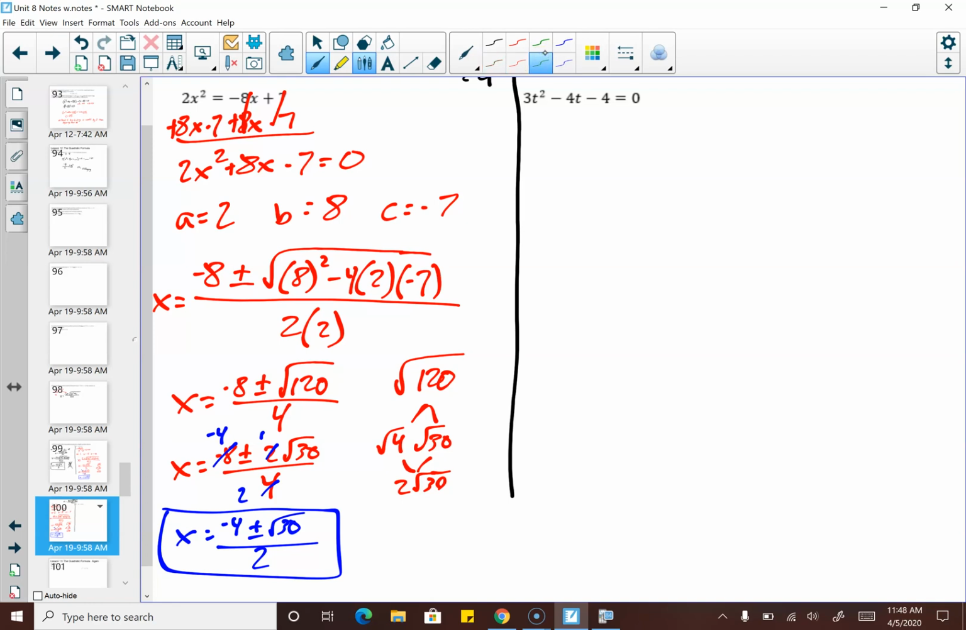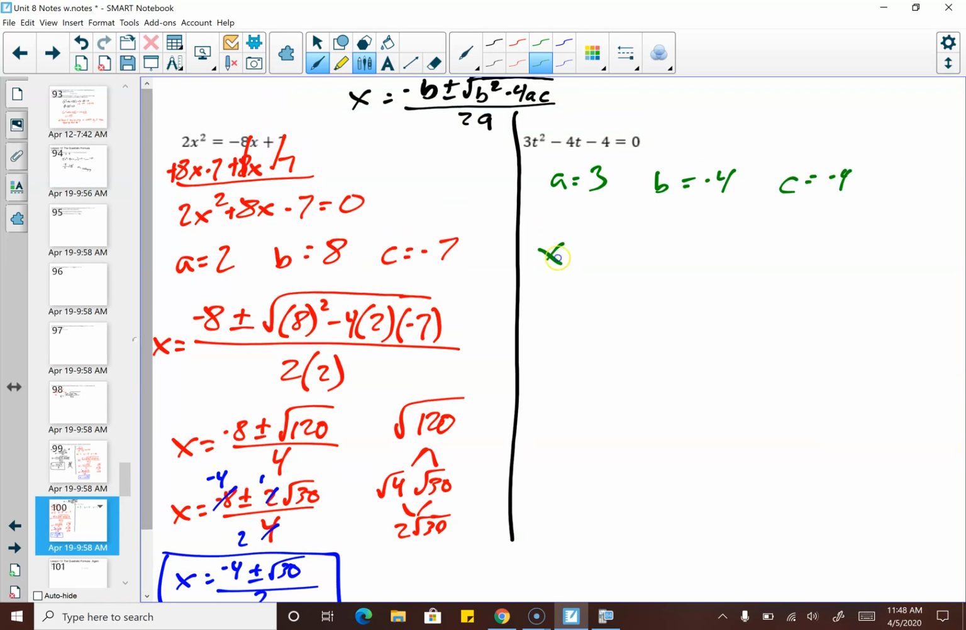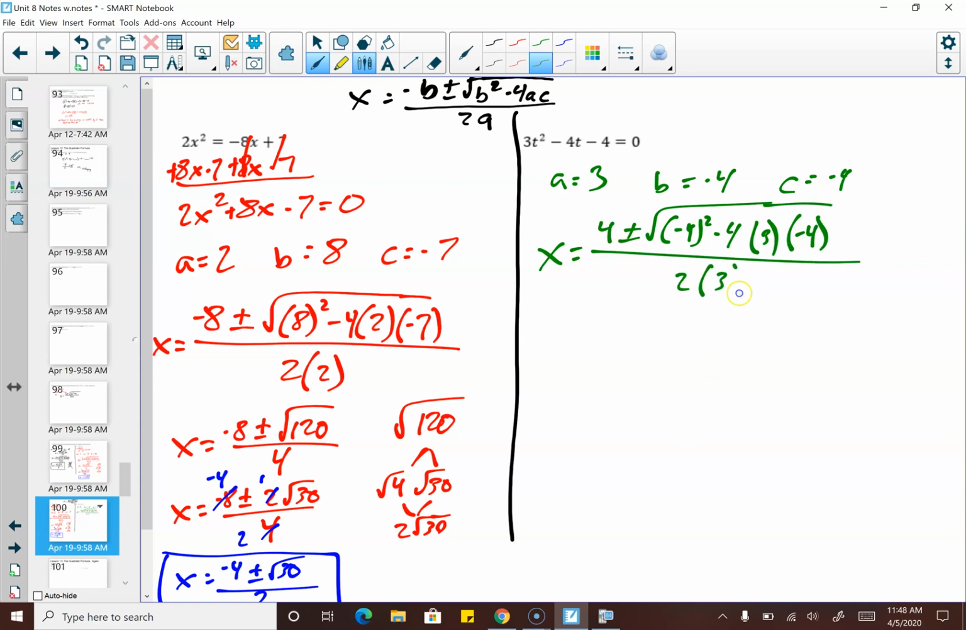And for our last one, 3t squared minus 4t minus 4 equals 0. A is 3, b is -4, c is also -4. All right, so we've got our formula here on the top. So x equals -b becomes a +4 plus or minus b squared, so -4 squared, minus 4 times 3 times -4 over 2a, which is 2 times 3.